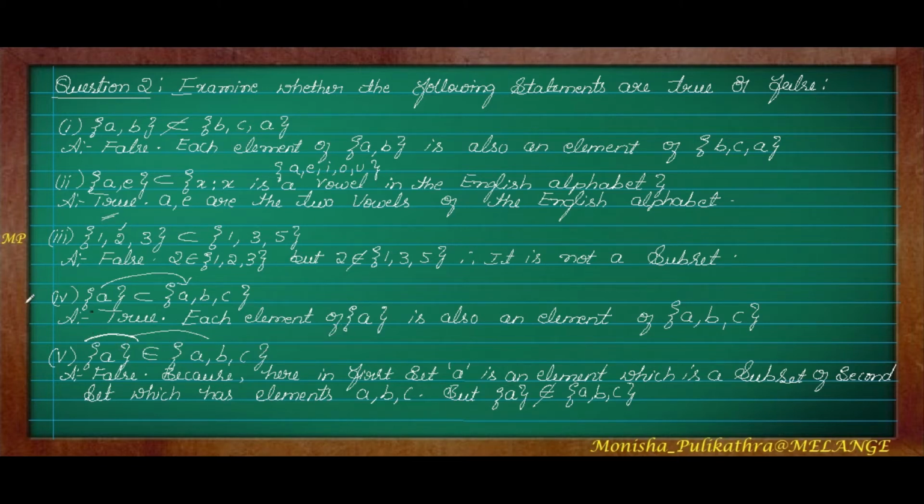This is set B and this is set A. So we can't say this set belongs to this set, second set. We can only say this first set is a subset of second set. Okay. So therefore the statement is false because here in first set A is an element which is a subset of second set. Okay. Which has elements A, B, C. So A doesn't belong to the set B.